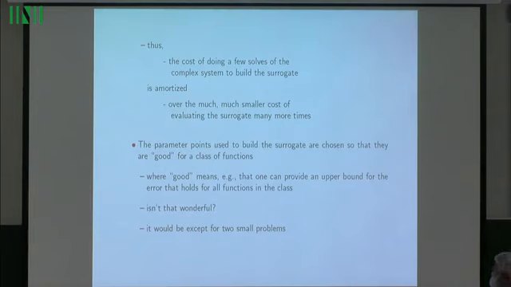So the parameter points should be chosen so they are good for the class of functions, and I should have said not only the class of functions, but the class of surrogates you are using. Where good means that you can provide an upper bound for the error that holds for all functions in that class. So let's say you can do that. That's wonderful. Then we're home free. That would be good except for two small problems.